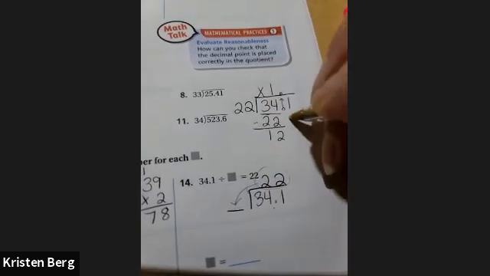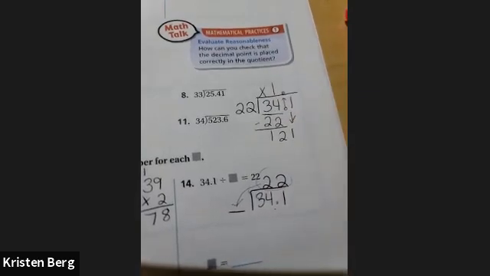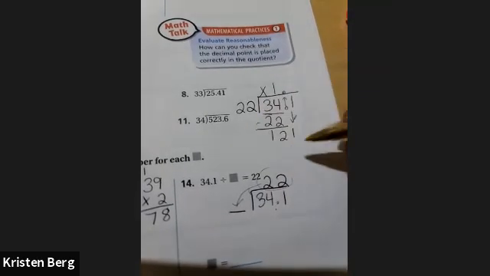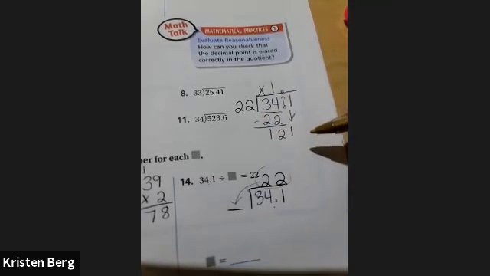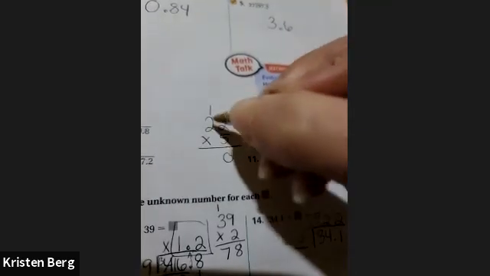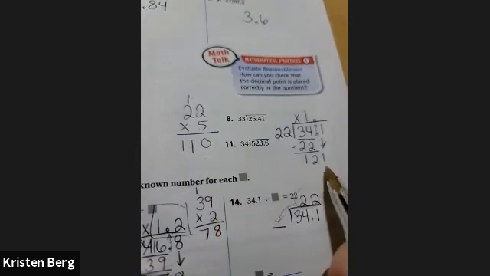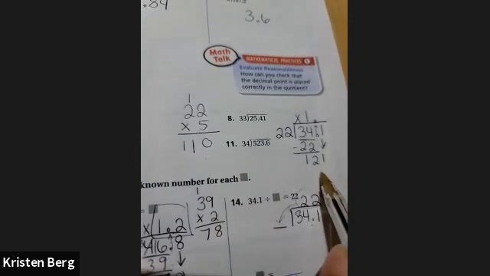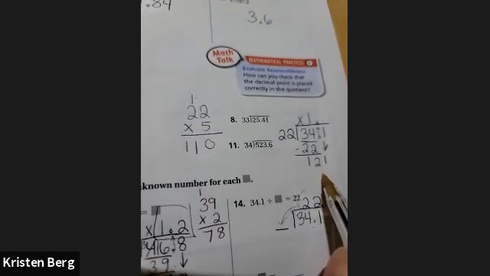So do we have a number to bring down? Yes, it is a 1. So now I got to see how many 22s will go into 121. So in this case, I have no idea where to start. So I'm going to start with my go-to number, which is a 5. 5 times 2 is 10, carry your 1. 5 times 2 is 10, plus 1 is 11. All right, so I have 110 to 121.